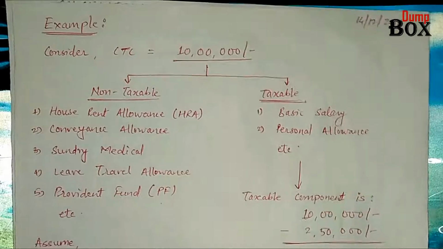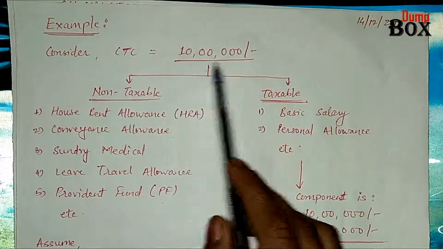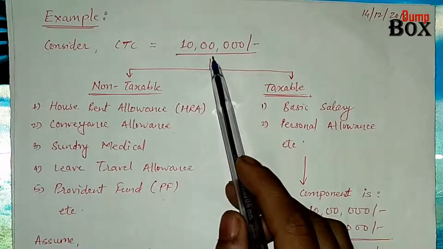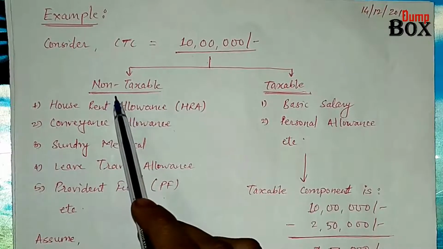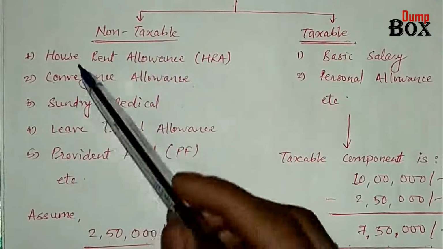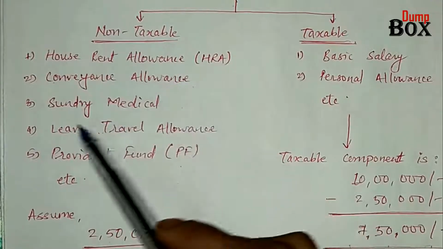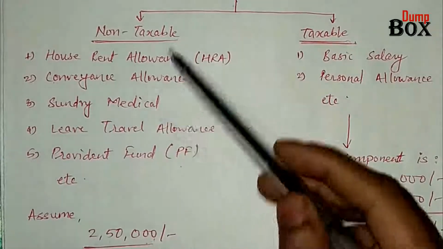Let's start with an example. Let's consider our CTC, that is annual income, is 10 lakh. That 10 lakh CTC can be divided into 2 components. First one is non-taxable, second one is taxable. In the non-taxable component, there are HRA, conveyance allowance, medical, leave travel allowance, PF and etc. These are the components.